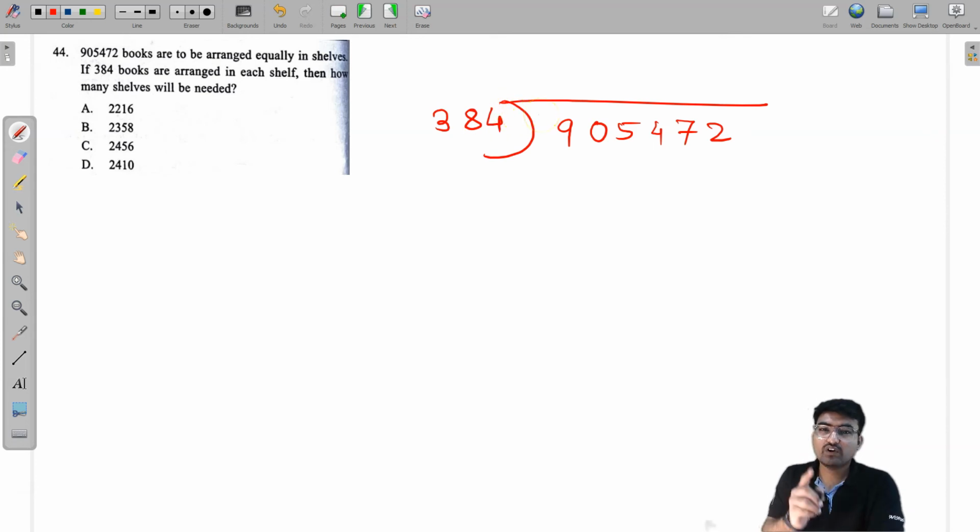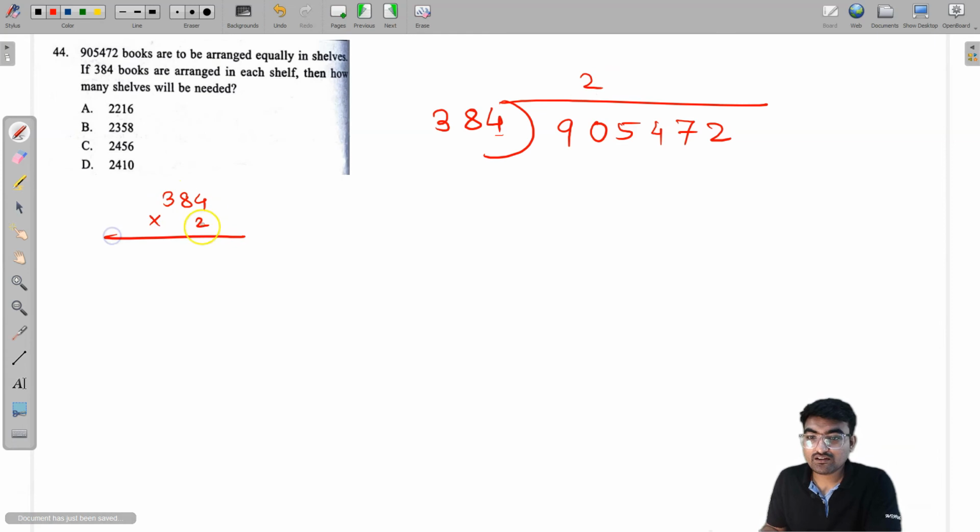Okay, there is one trick you should try. Fine, we'll just do it by normal division. 384 2s will be 600, 700 something, correct? And if we take 3, then it will be 900 plus, right? So we should take 2. So what is 384 into 2? 4 2s are 8, 8 2s are 16, 6 carry 1, 3 2s are 6 plus 1 7, so it should be 768, correct?